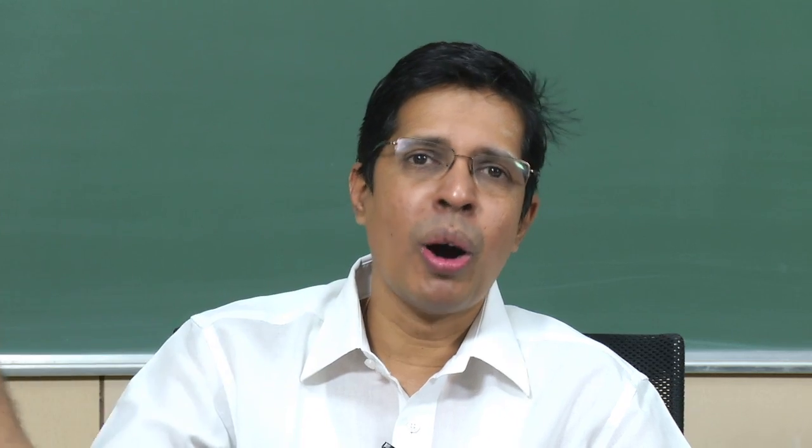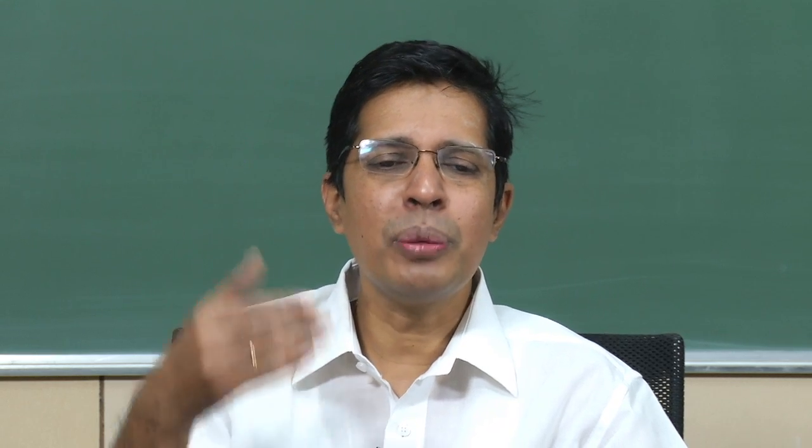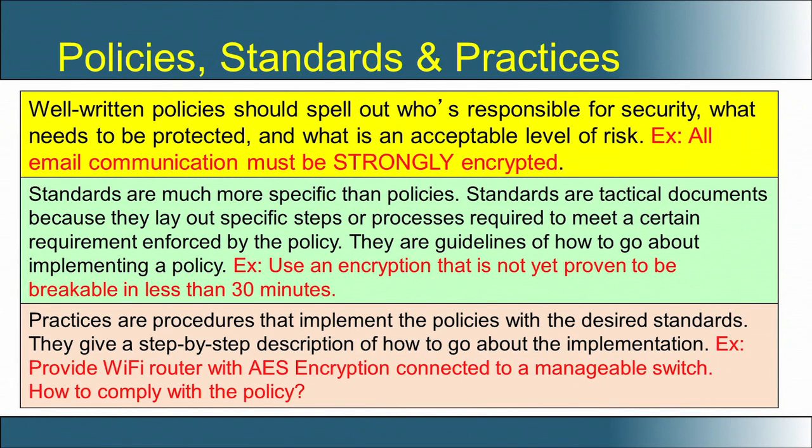So, policy essentially talks about a very broad guideline. The standard goes into a little more specific and the practice actually implements this. So, all that I have put in red in the slide should be part of the different documents. For example, the policy here which says all email communication must be strongly encrypted, your standard should say use an encryption that is not yet proven to be breakable in less than 30 minutes, and the third, your practice should say provide Wi-Fi router with AES encryption connected to a manageable switch.